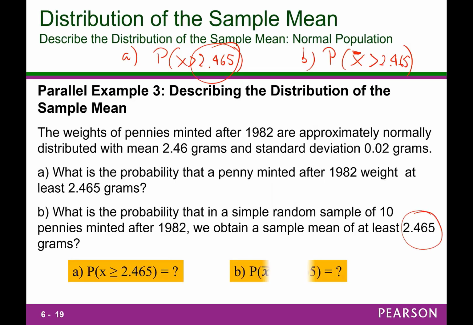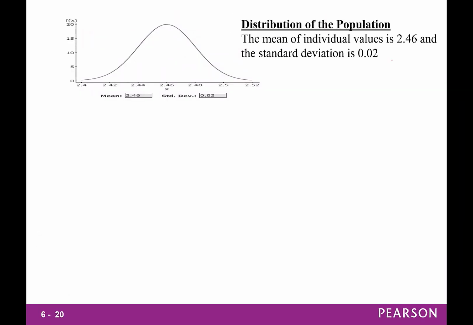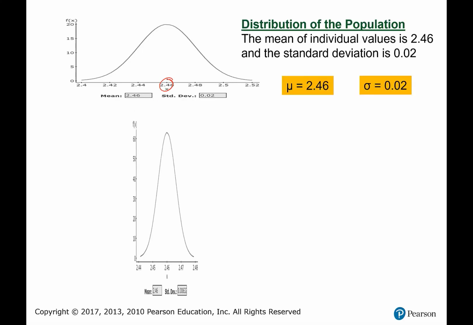We need to be careful because the problem is asking for the probability of at least 2.465, so we need to include the equal sign in both expressions. Then let's analyze the graph of this distribution. That is the distribution for individual pennies. The mean is 2.46 and the standard deviation is 0.02. But we are interested in the distribution of all sample means, when my sample size is 10.